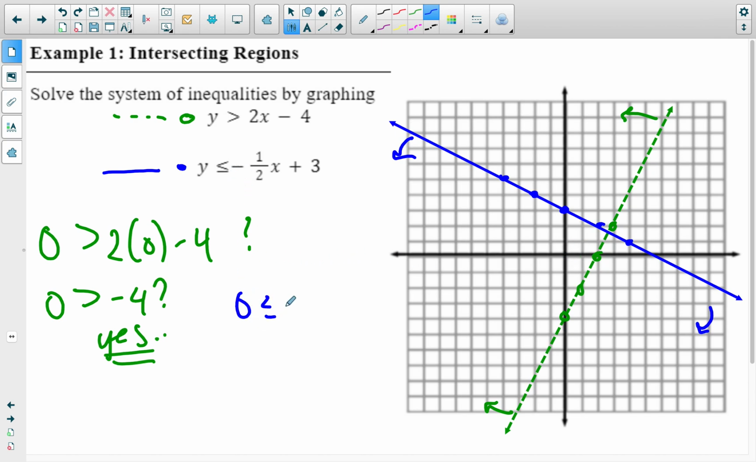So is 0 less than or equal to negative 1/2 times 0 plus 3? Meaning, is 0 less than or equal to 3? Yes. Meaning the origin is included, so we want to shade below.